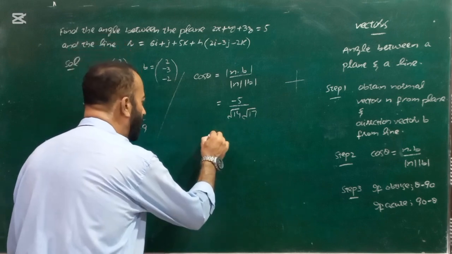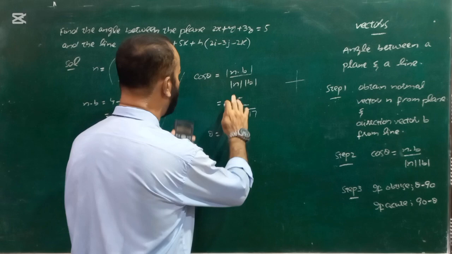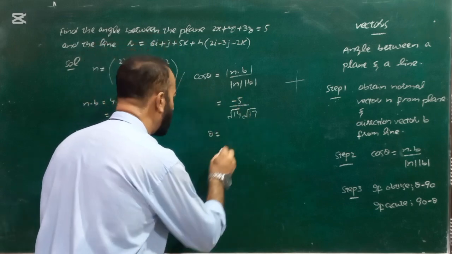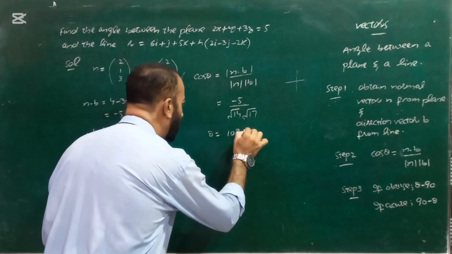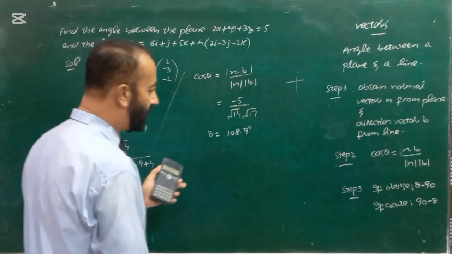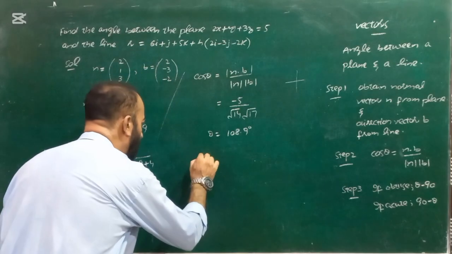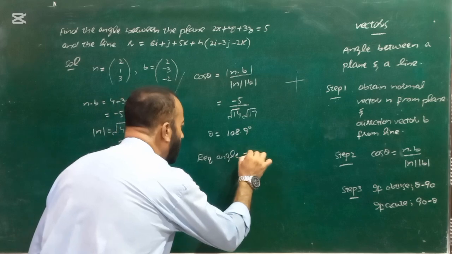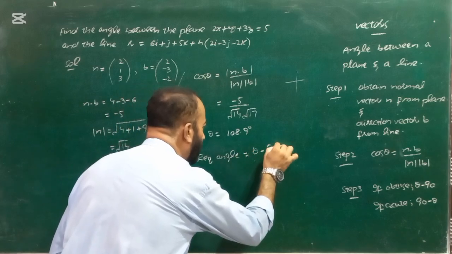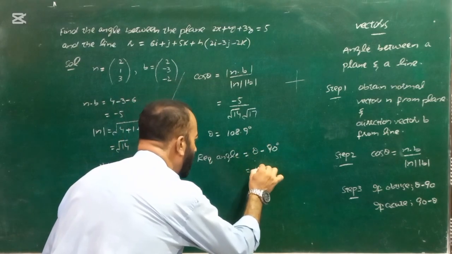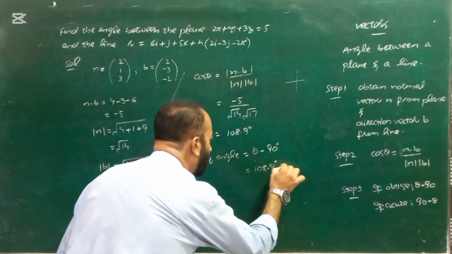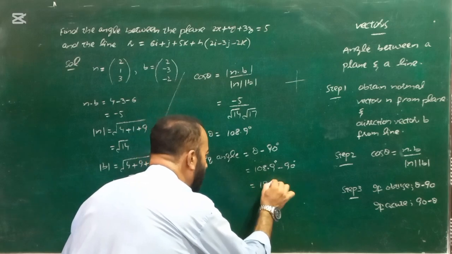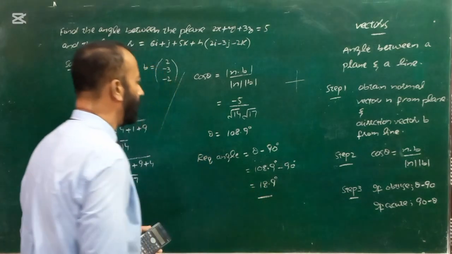So now we will find theta. Putting values into the formula, now cos inverse. The answer is 108.9 degrees. Because this is an obtuse angle, the required angle will be theta minus 90 degrees. So it is 108.9 degrees minus 90 degrees, which is equal to 18.9 degrees. That is the required angle.